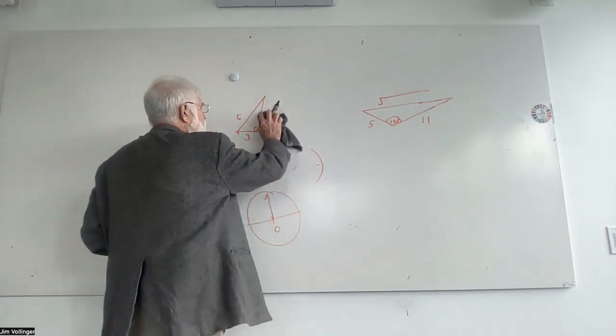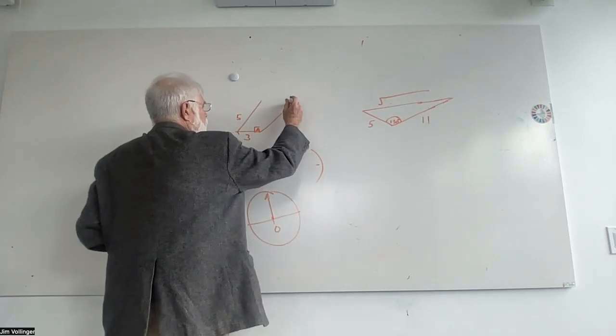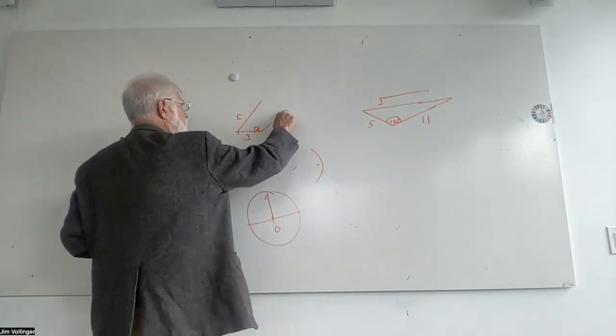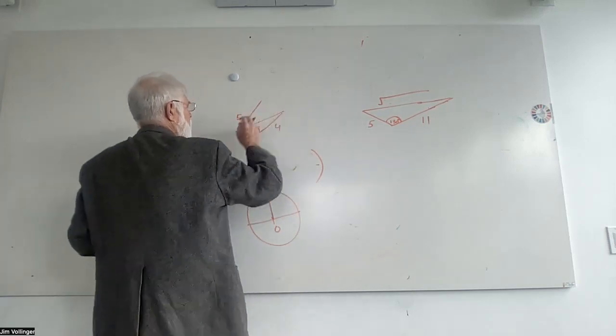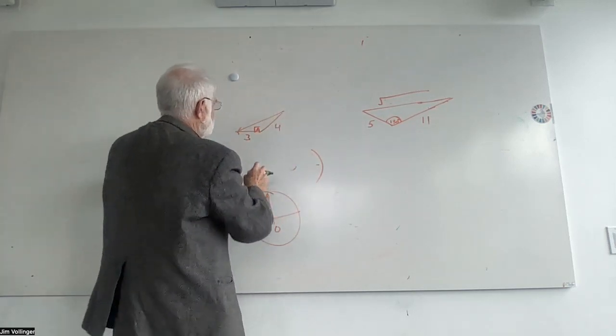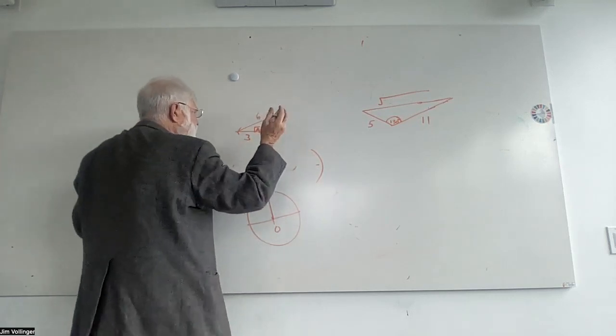Okay. Now let's open this up a little bit. 3, 4, maybe that's 4 units. 4 units, okay. And now we have something bigger than 5. So if that's 7, let's call it 6.